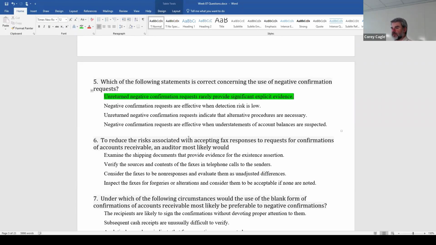D says negative confirmation requests are effective when understatements of account balances are suspected. No, because if it's understated, that means things are omitted, which means we don't have the right thing to send to the right people to be confirmed, right? So that was a pretty good one.